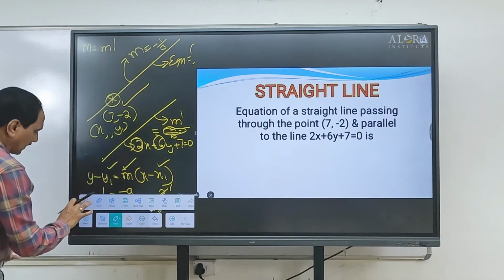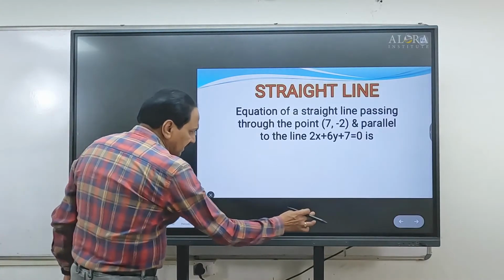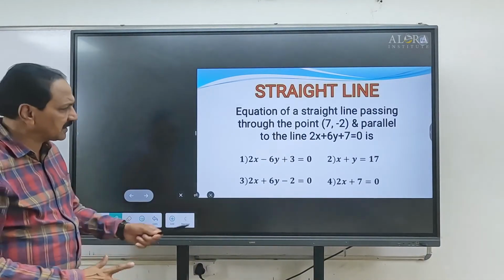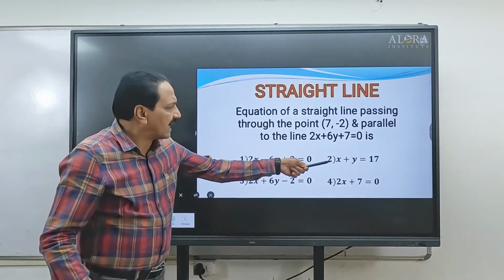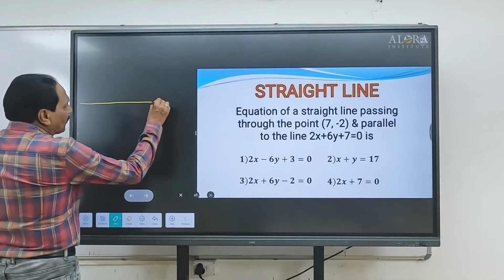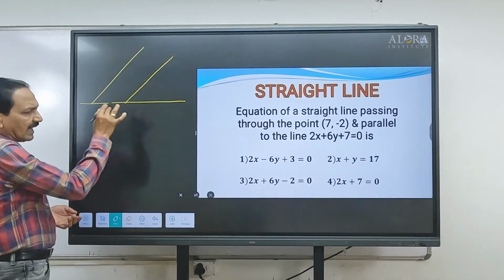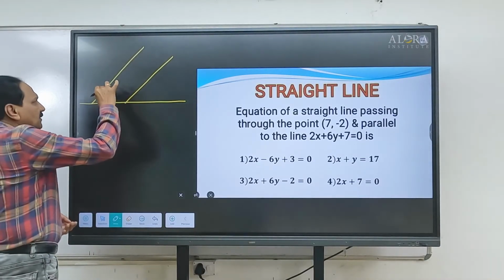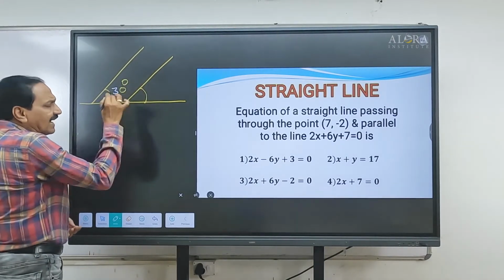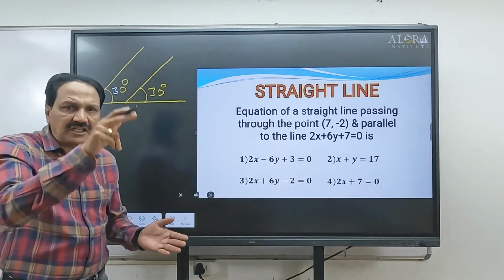But let's go for the shortcut method here. What is that shortcut method? Look at this. You have the four options here. You have to make out which is the correct answer, that is the equation of the straight line. This is the theoretical part we are making use of. If two lines are parallel to each other, and the angle of inclination of the first line is 30 degrees, then what is the angle of inclination of the second line? That is also 30. If two lines are parallel, the inclination is the same.